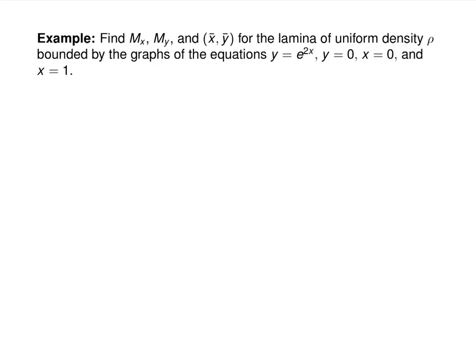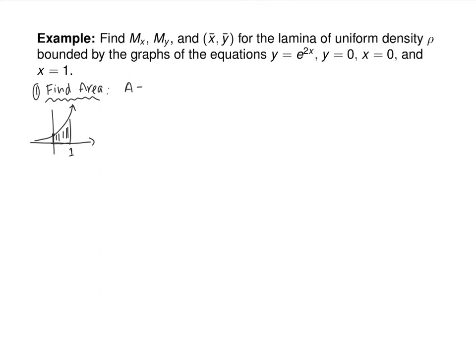So we're going to find Mx, My, and x bar, y bar for this lamina of uniform density rho bounded by the graphs of these equations. We're going to actually skip the Mx, My part, and just go straight to x bar, y bar. So step 1, find the area, and that's after step 0, which is to graph the curve. So e to the 2x is an exponential increasing function. When you plug in 0, you get out 1, and it looks something like this. y equals 0 is the x-axis, x equals 0 is the y-axis, and x equals 1. So there's the region we're talking about.